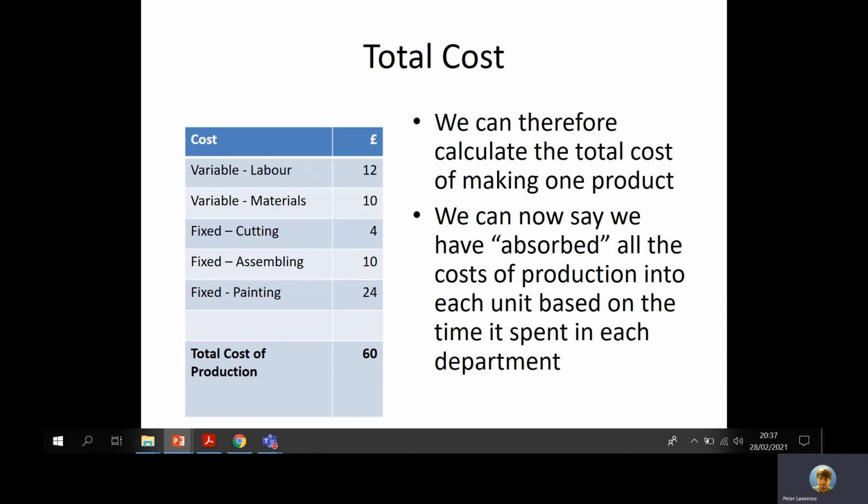That basically is absorption costing in a nutshell. It's a really basic example, but hopefully you see the point. You take the total overheads, the total number of hours that department is open for, divide one by the other, and find the cost per hour. And then for every hour spent in that department, we allocate that to the product.